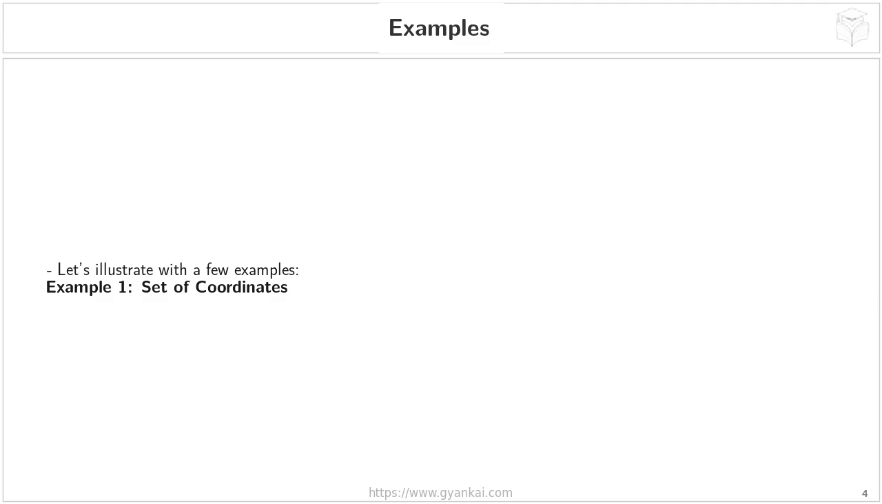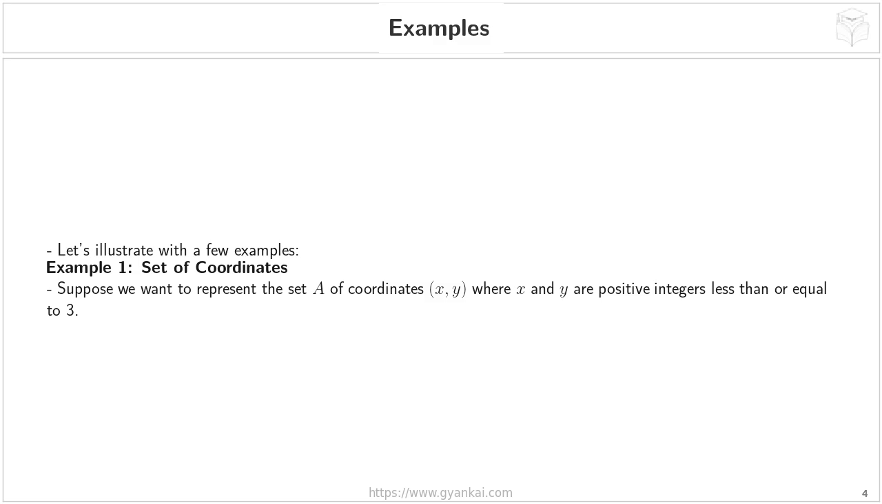It says, suppose we want to represent the set A of coordinates x, y, where x and y are positive integers less than or equal to 3. So what does that mean? Well, we're dealing with points on a coordinate plane. Remember, coordinates are always written as an x value and a y value, like an ordered pair. And in this case, both x and y can be the numbers 1, 2, or 3. They have to be positive whole numbers, and they can't be any bigger than 3.